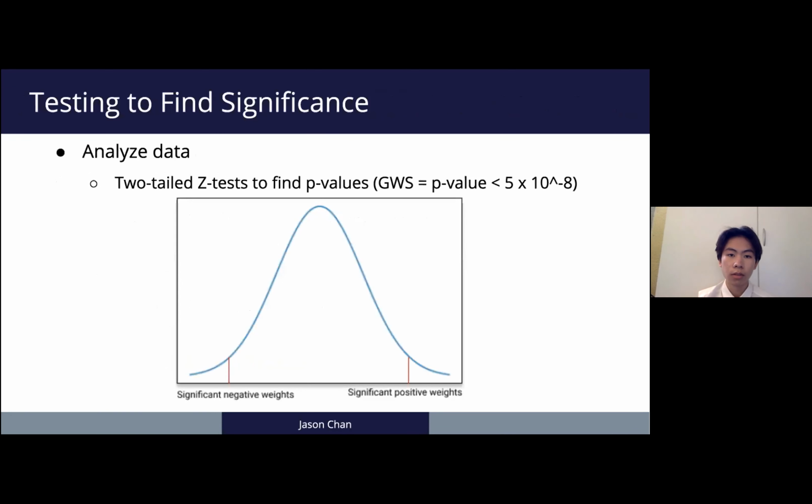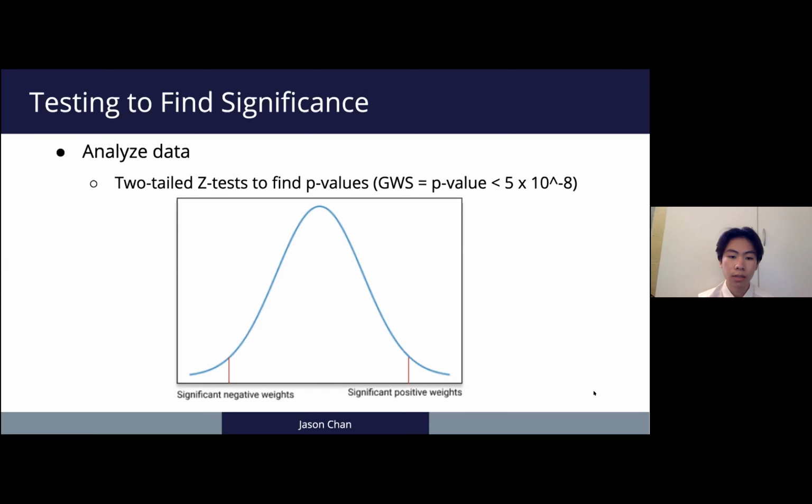So once we were able to run our model, we could also analyze the weights of the model to find the significant SNPs. So we ran two-tailed z-tests to find p-values, and we had the p-value cutoff be 5 × 10^-8, which is just the genome-wide significance line. This cutoff is used in GWAS studies, and even though this isn't a GWAS study, I thought it was a good line to make because we are dealing with genetic data.